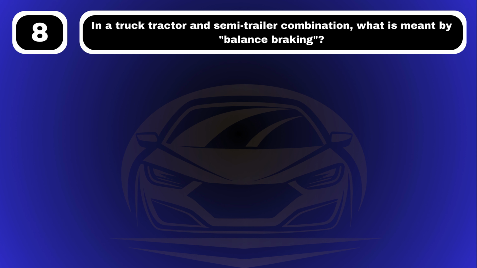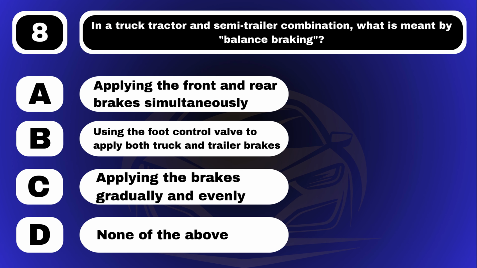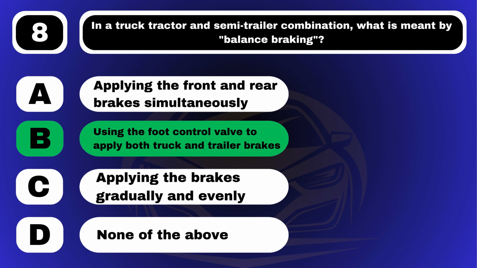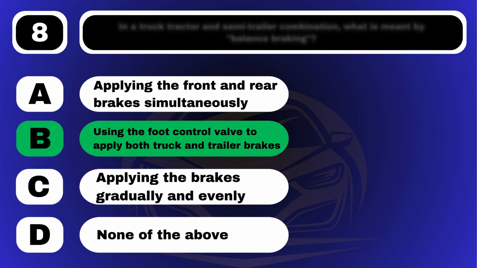Question 8. In a truck-tractor and semi-trailer combination, what is meant by balance braking? A. Applying the front and rear brakes simultaneously. B. Using the foot control valve to apply both truck and trailer brakes. C. Applying the brakes gradually and evenly. D. None of the above. The answer is B. Using the foot control valve to apply both truck and trailer brakes.